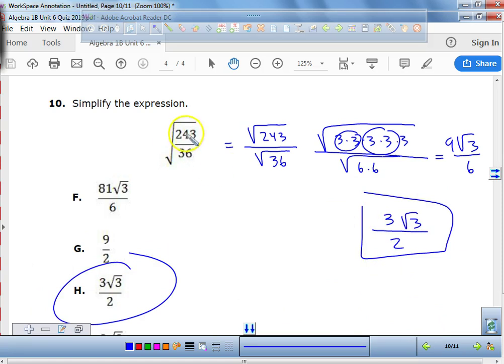Okay? So what does the square root of 243 break down to? 9 radical 3. What is the square root of 36? 6. What does that simplify or reduce to? 3/2. That is the answer for number 10.